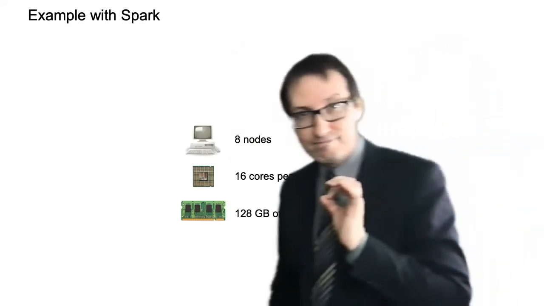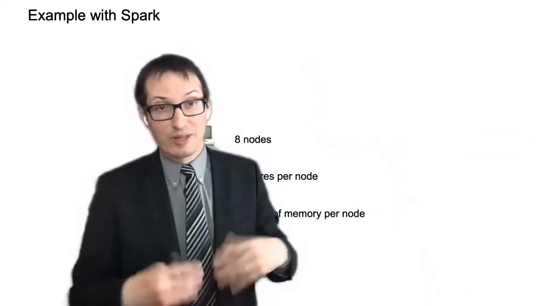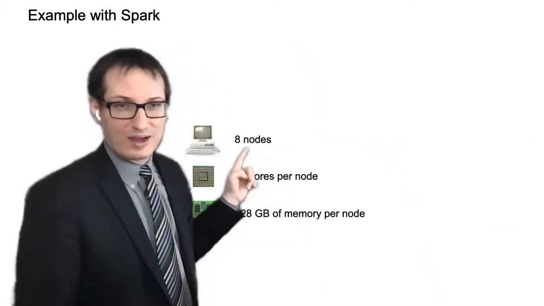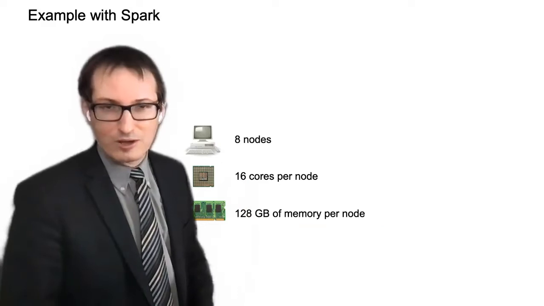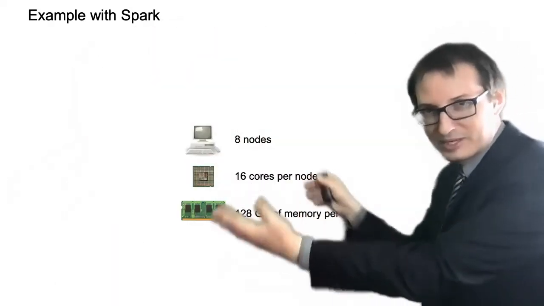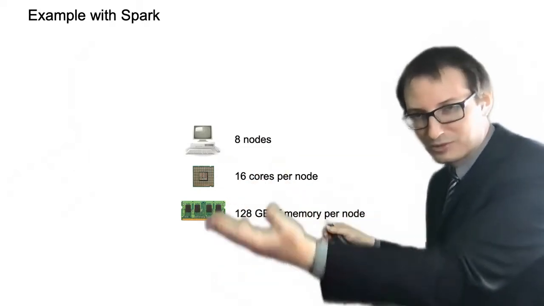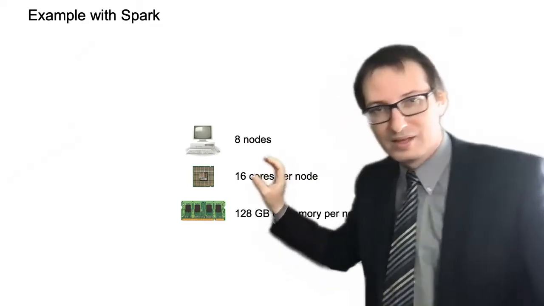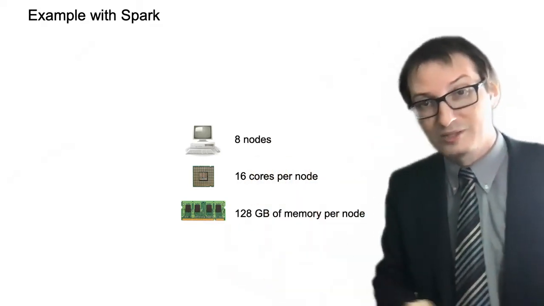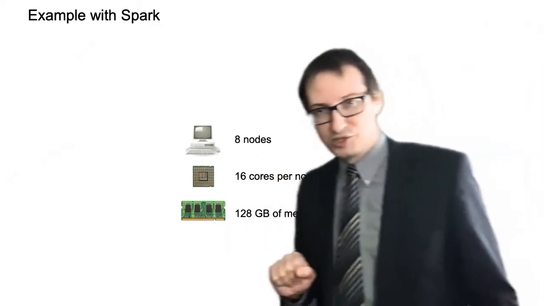All right. So here's an example of how you now allocate your machines with Spark. You could have a cluster of 8 nodes with 16 cores on each node and 128 gigabytes of memory per node. These are basically the machines in a cluster that you reserve on Azure, on Amazon AWS, and so on. So 8 machines, 16 cores on each, and 128 gigabytes of memory on each.